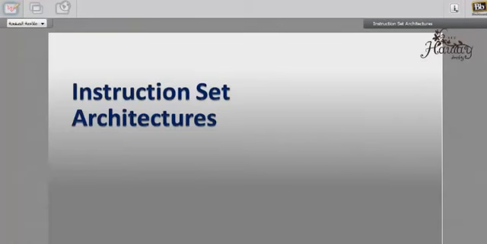Right, today we'll be talking about the instruction set architecture. It is an important lecture as well, and your exam on the 17th will cover up to the end of this lecture, from lecture one to the end of this lecture.